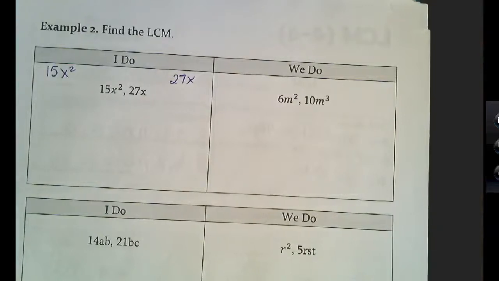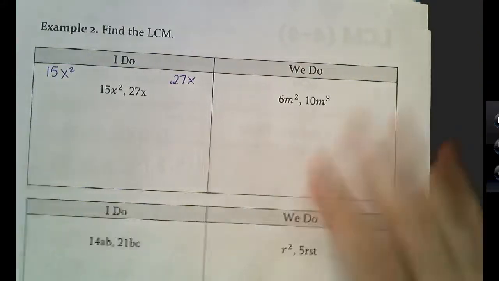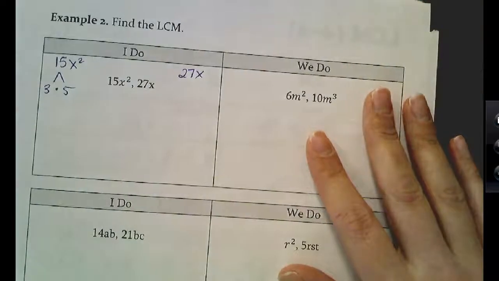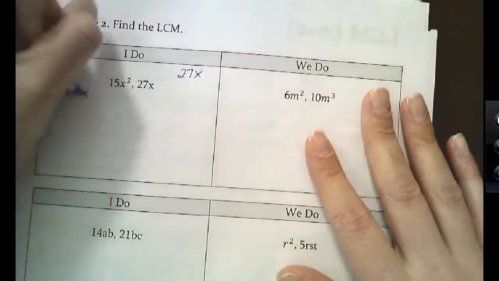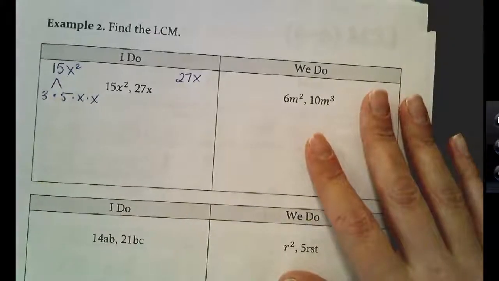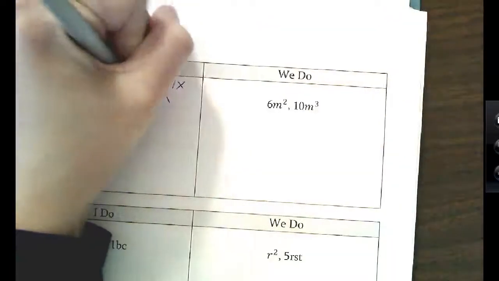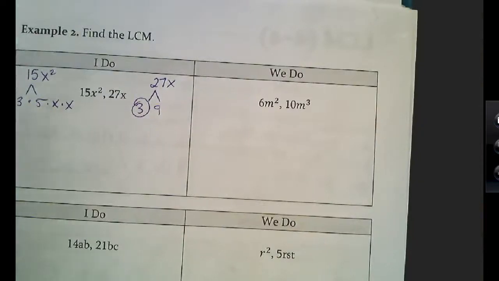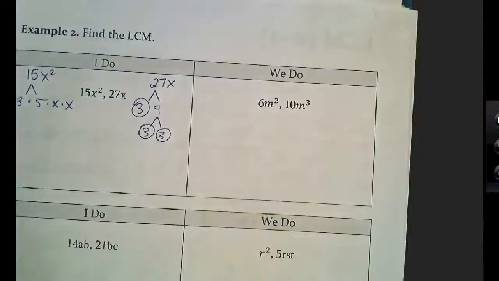And we're going to start by breaking these down. So what are you breaking the 15 into? 3 and 5. So I'm going to write 3 times 5. And then how many x's do we have? 2. So I'm going to write times x times x. What are you breaking the 27 into? 9 and 3. So I've got a 3 and a 9. And then what does the 9 break into? 3 and 3. And how many x's? This one.